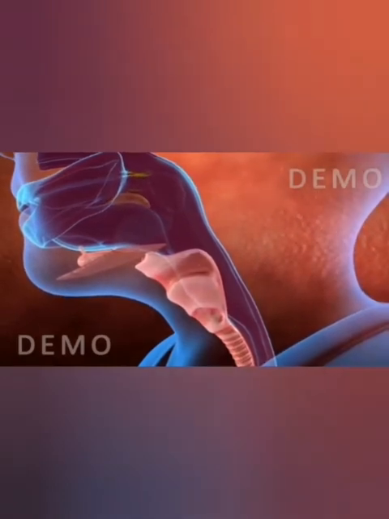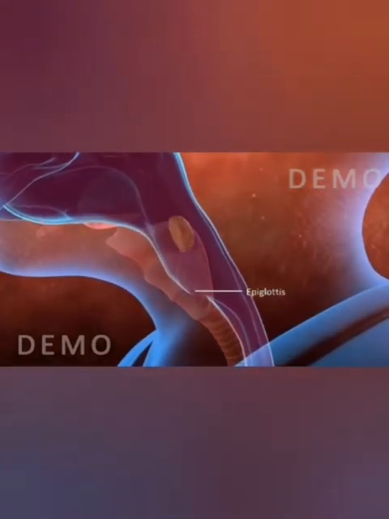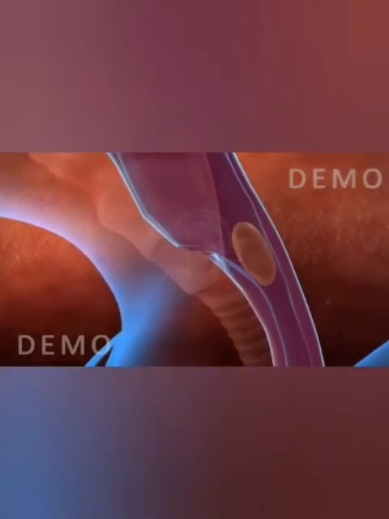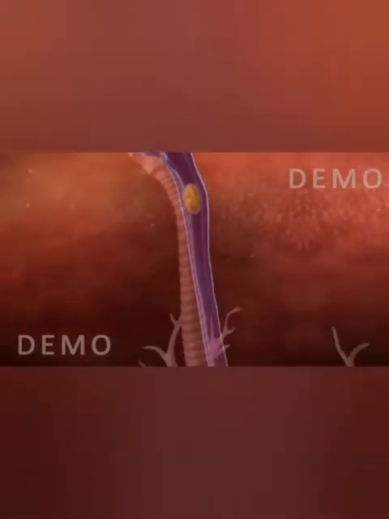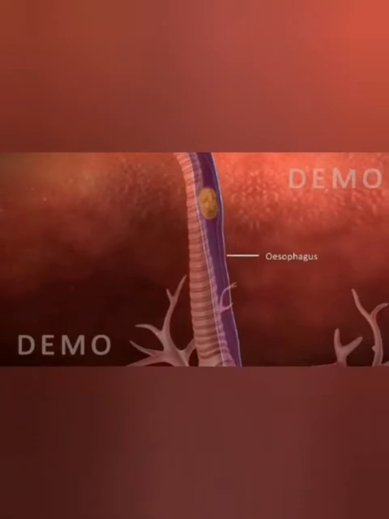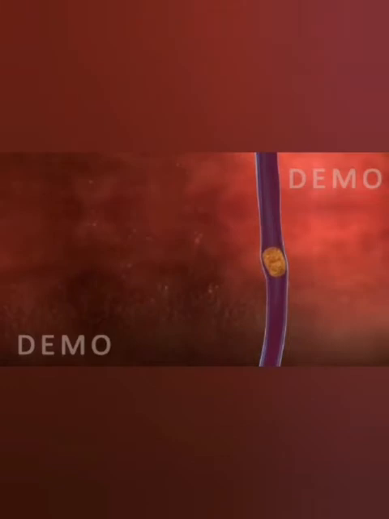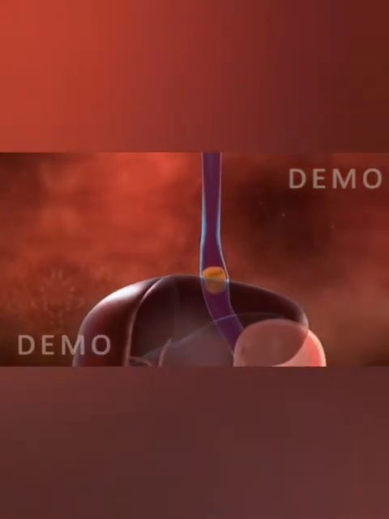Now while moving into the esophagus or food pipe, in the pharynx there is a flap-like structure called the epiglottis. This epiglottis gets closed as the food passes through the food pipe and prevents its entry into the windpipe. Now in the esophagus there is a wavy muscular contraction and relaxation which pushes the food down the alimentary canal. This wave-like muscular movement is called peristalsis or peristaltic movement.